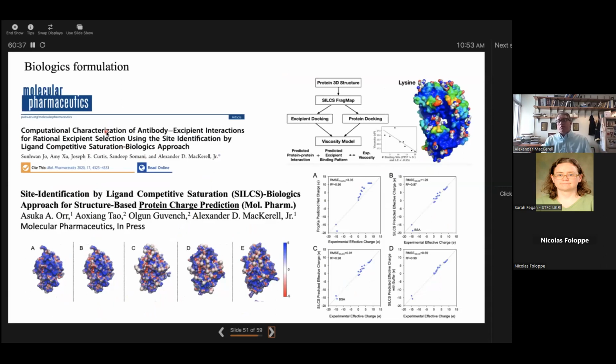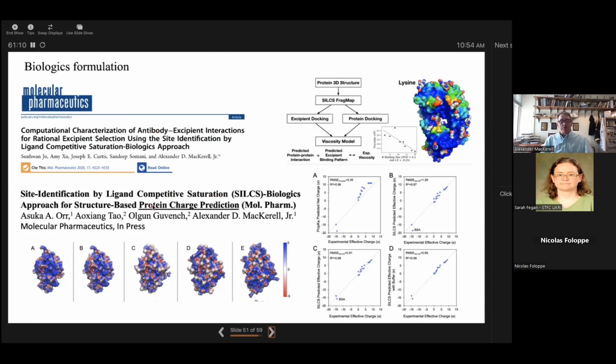excipients that can be used to stabilize proteins, as well as limit protein-protein interactions, which lead to increased viscosity and aggregation. And again, SILCS is very good for this because it's mapping the entire three-dimensional surface of the protein. We can identify where all the excipients bind. We can identify where protein-protein interactions have a potential for occurring, and combine all that information to understand which excipients have the best potential for limiting protein-protein interactions.